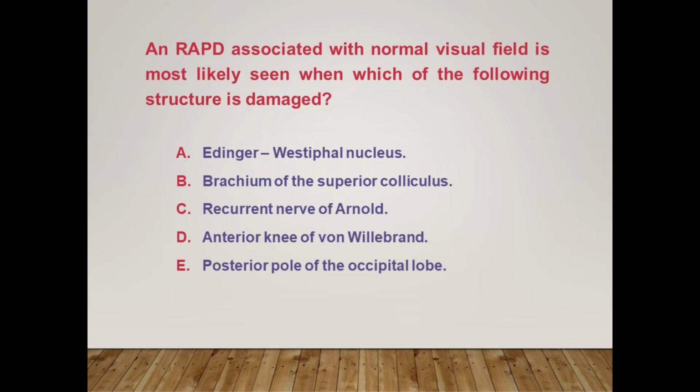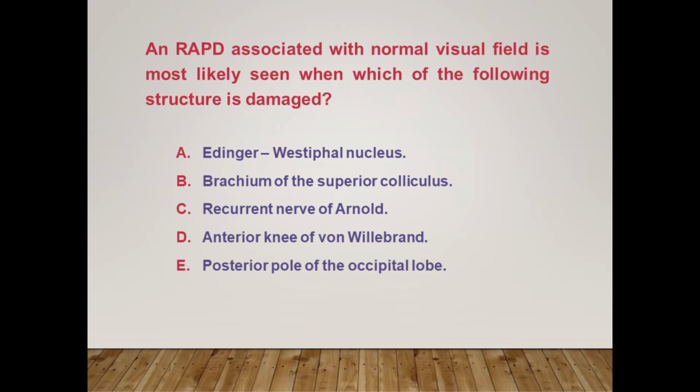A relative afferent pupillary defect associated with a normal visual field is most likely seen when which of the following structures is damaged: Edinger-Westphal nucleus, brachium of superior colliculus, recurrent nerve of Arnold, anterior knee of von Willebrand, or posterior pole of the occipital lobe? The right answer is brachium of the superior colliculus.